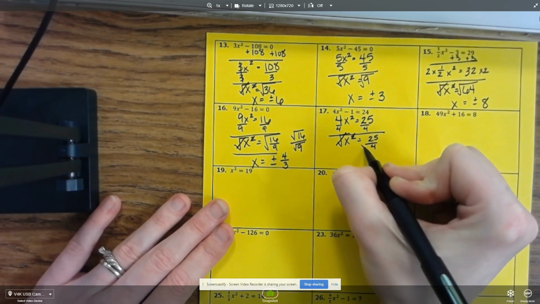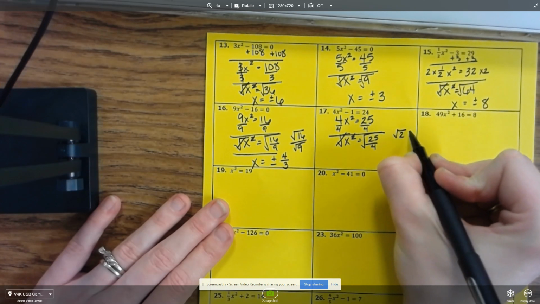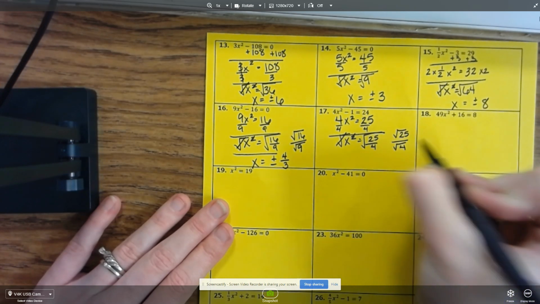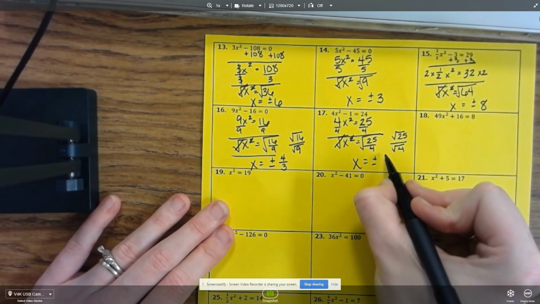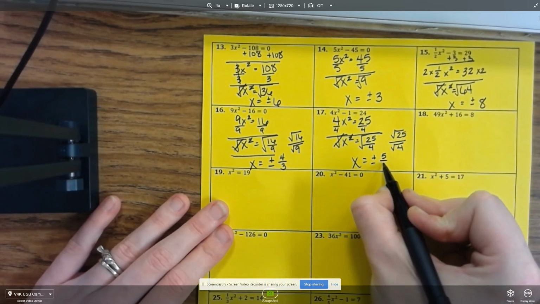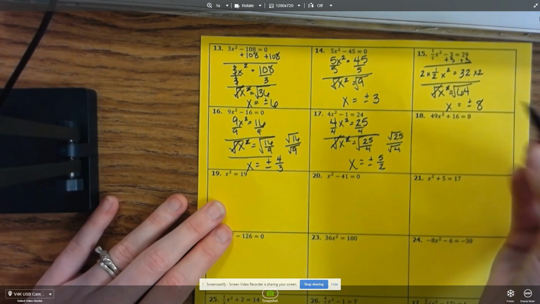Square root both sides. And so again, this is the same as the square root of 25 over the square root of 4. So I'm left with positive negative. The square root of 25 is 5. The square root of 4 is 2. So a positive negative 5/2.